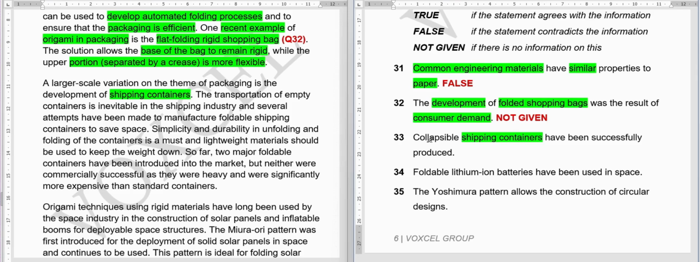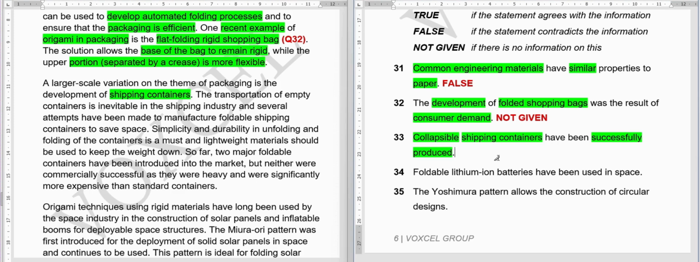Collapsible shipping containers have been successfully produced. So collapsible means that we can fold. Basically, shipping containers have been successfully produced, so we have produced them successfully. The answer will be true when yes, we have produced them successfully. The answer will be false when we were not able to produce them successfully, when we have failed attempts at producing them.